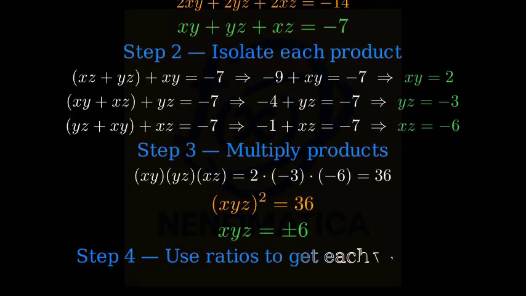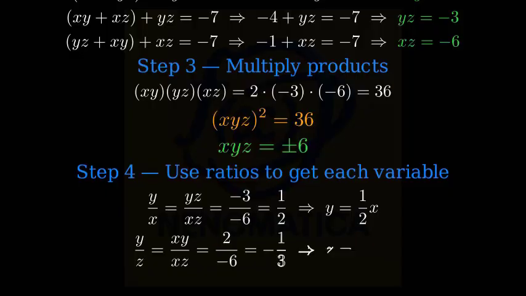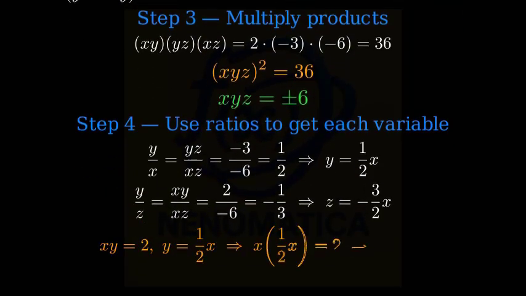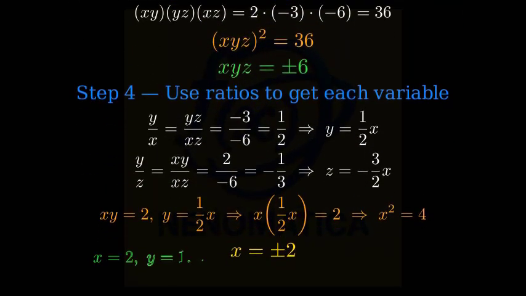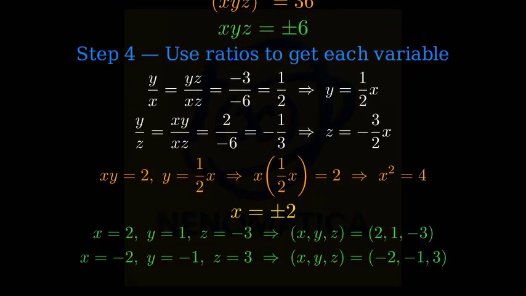Step 4. Solve for the individual variables. From the ratios, y over x equals yz over xz equals 1/2, so y equals 1/2 x. Also, y over z equals xy over xz equals -1/3, so z equals -3/2 x. Use xy equals 2 with y equals 1/2 x to get x squared over 2 equals 2, which gives x squared equals 4, and x equals plus or minus 2. Substitute to get the two solutions.